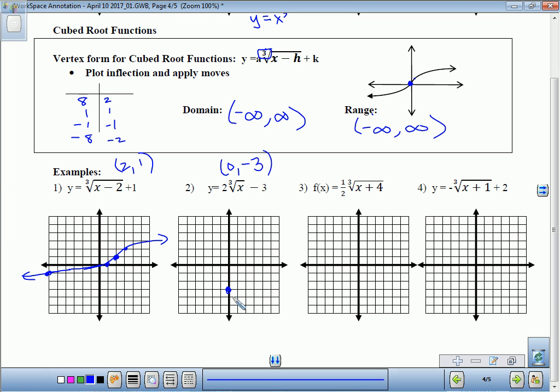Okay, so 0, negative 3 is where our next one starts, but we have the 2, which is going to multiply all of our y's by 2. Not many of them fit though, so we'll take the ones that do, and then we'll pretend about the rest.